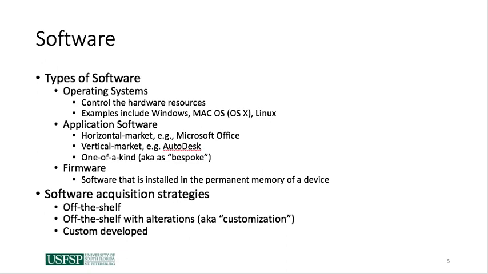Finally, there's one-of-a-kind software, also called bespoke software, that serves the specific needs of a single client. An example might be the software used to control a Boeing airplane.